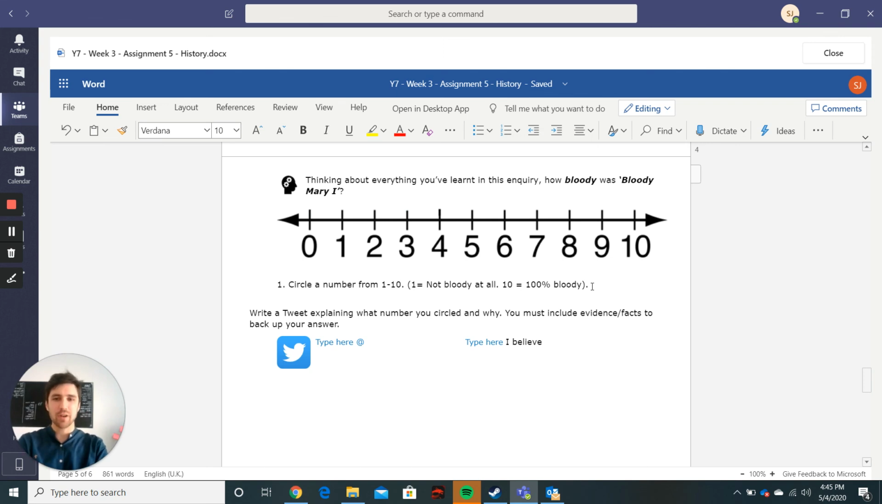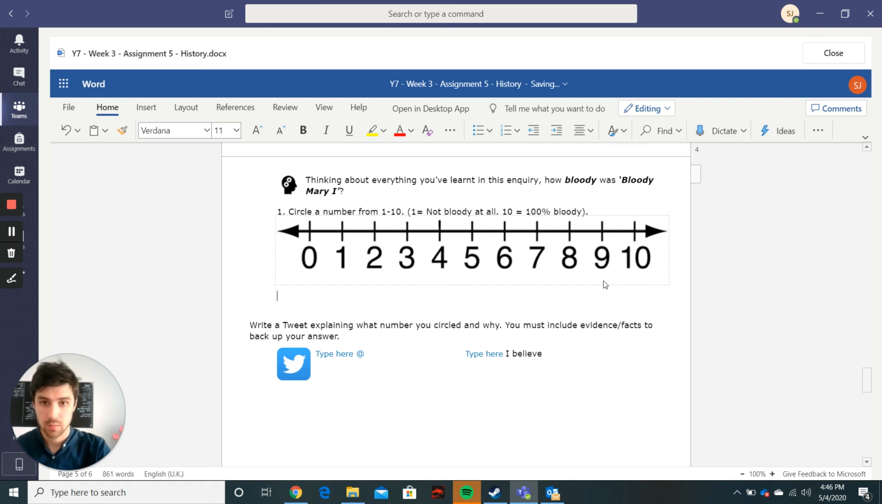Last task. What I need you to do is think about everything you've learned over this whole inquiry about Mary I, and decide how bloody was she. 0 would be not bloody at all. 10 would be 100% bloody. Circle a number. Type your number underneath where it says, type here.